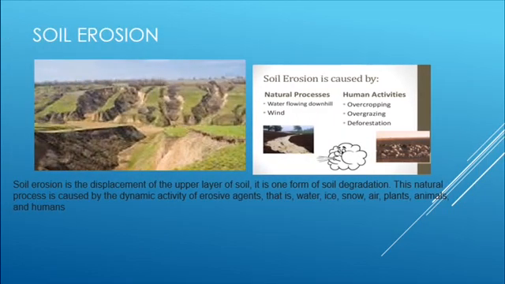Next is soil erosion. Soil erosion is the displacement of the upper layer of soil. It is one form of soil degradation. This natural process is caused by the dynamic activity of erosive agents, that is water, ice, snow, air, plants and animals, as well as so many human activities. The natural processes are water and wind erosion, whereas the human activities are overcropping, overgrazing, deforestation, etc.